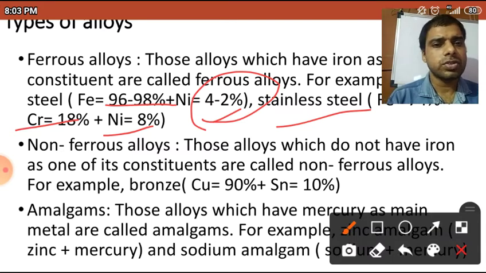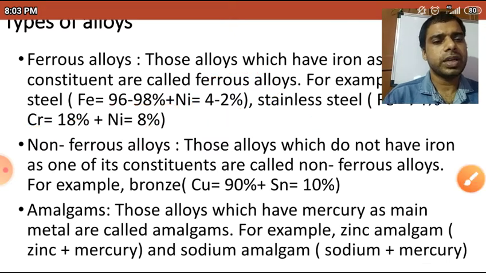Second example you can also take, that one is brass for the non-ferrous alloys. And what is the mixture of brass? Copper and zinc. Copper and zinc, and here you can again see that iron is not there.